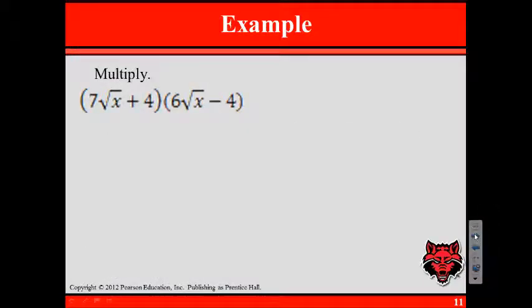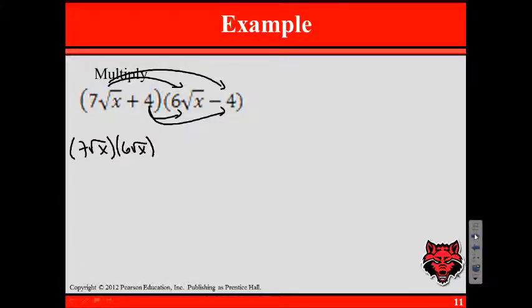Let's try another example. 7 square root x plus 4 times 6 square root x minus 4. So we FOIL again. First, outer, inner, and last. The first multiplication, we have 7 square root x times 6 square root x. The outer will be minus, I just bring my sign to the front, 7 square root x times 4. And the inner plus 4 times 6 square root x. And the last, 4 times negative 4 is negative 16. We can just go ahead and write that down.